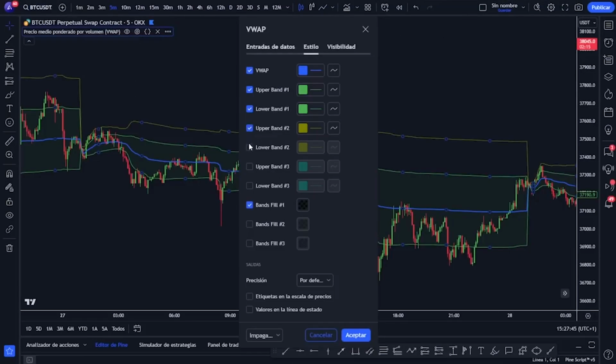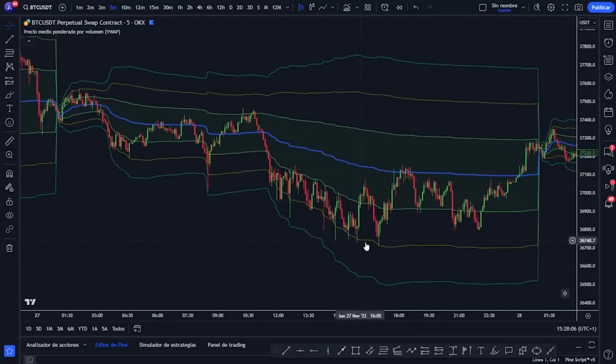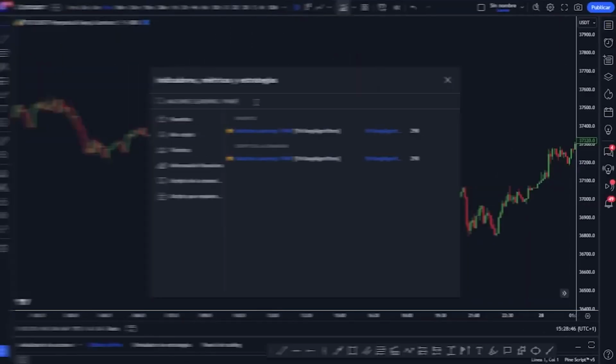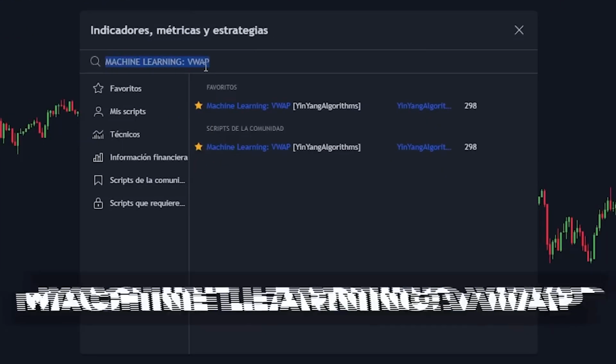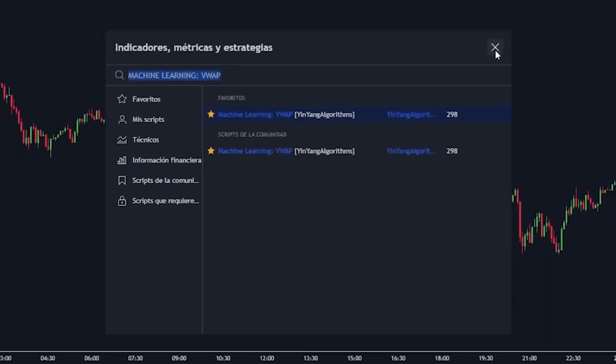Then we would also have the possibility of adding more multiplication bands, but well, this has nothing to do with this video, but I mention it so that you know a little of all the possibilities and strategies that can be used even with a basic VWAP. But today we are going to use the so-called VWAP with machine learning, that is, a VWAP that has incorporated artificial intelligence technology.